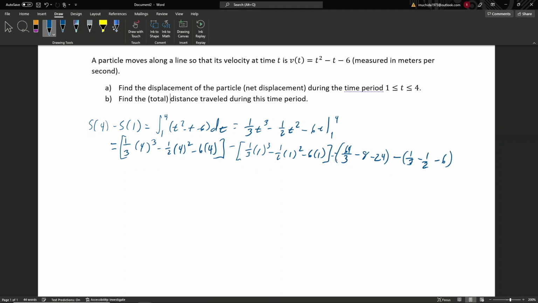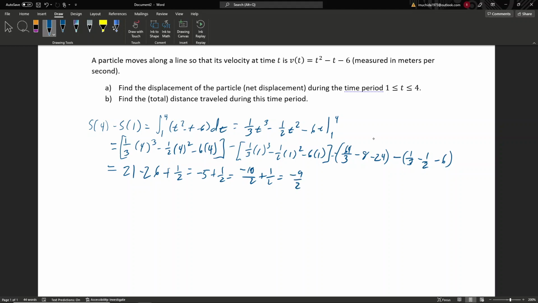So let's see, 64 over 3 minus 1/3 is 63 over 3, which would be 21. And then minus 8 minus 24, and then minus a negative 6, so that would be negative 5. Then minus a minus 1/2, so plus 1/2. So that'll be negative 10 over 2 plus 1 over 2, so that'll be negative 9/2.